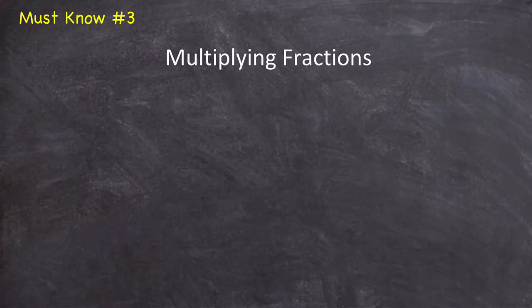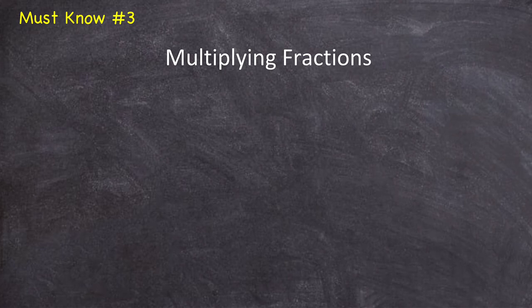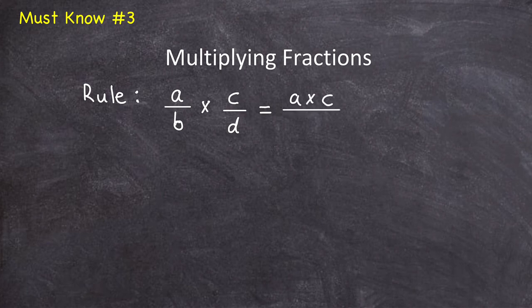Must know number 3, multiplying fractions. The rule for multiplying fractions is that if you have the fraction a over b being multiplied by the fraction c over d, the product of those fractions would just equal a times c over b times d.